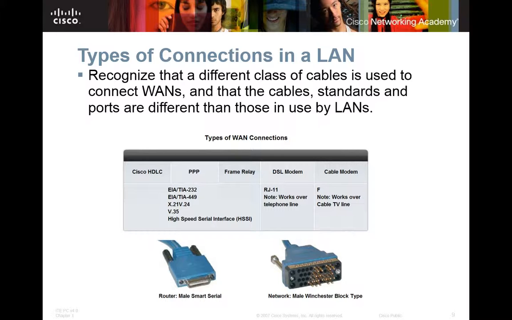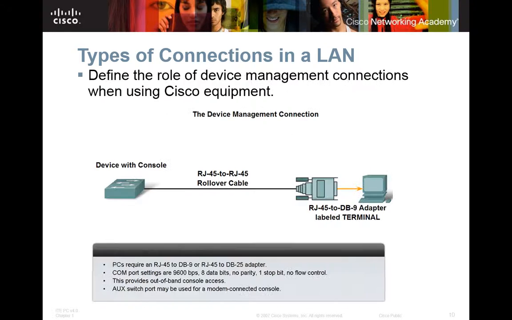In DSL modems, you're going to have an RJ11, obviously, because that's a phone line. And then you'll have your cable modem, which is an F-type connector. And you can use those as RJ45s too. But it's mainly fiber.